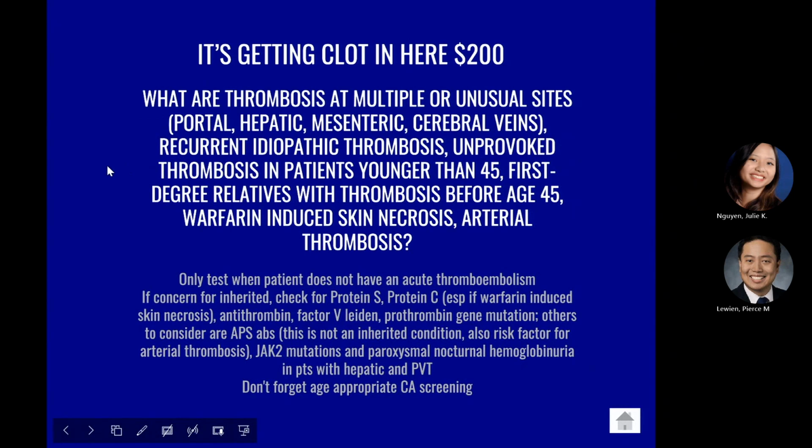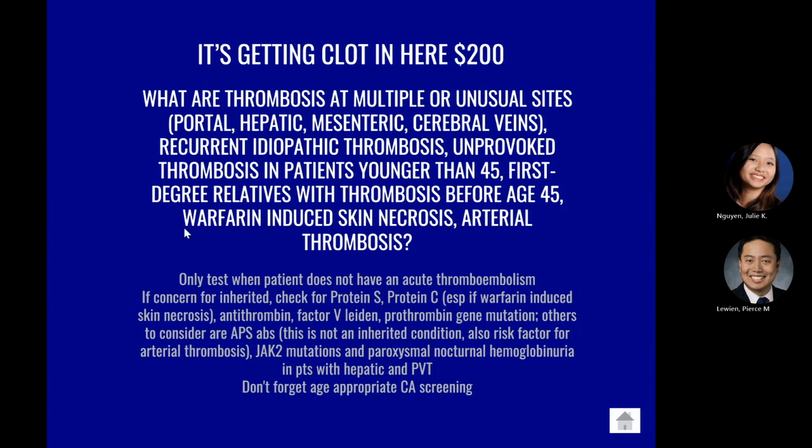Okay, so I think there are about six conditions where you would check for thrombophilias. It would be thrombosis at multiple or unusual sites, and by unusual, we mean portal, hepatic, mesenteric, or cerebral veins. Or recurrent idiopathic thrombosis where we don't know the cause, any unprovoked thrombosis in patients younger than 45, or first-degree relatives with thrombosis before age 45 as well, and anyone with warfarin-induced skin necrosis and arterial thrombosis. These would be the patients that you would check for thrombophilia.